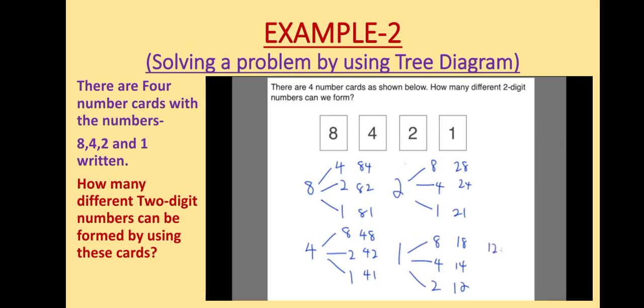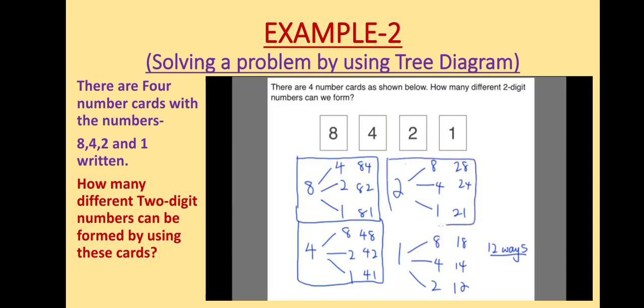So now see in this example, if you consider any one number card like 8 and then try to list out the number of digits that you can form with this combination of 8 and the remaining numbers 4, 2, 1, then you will see that there are three possible ways with each of the given numbers. So we have been given four numbers and there are three possible ways for each of the numbers.